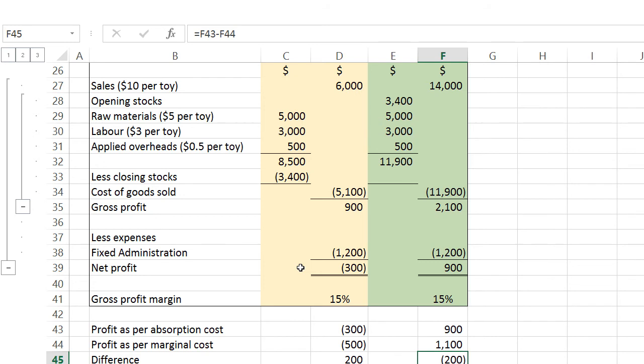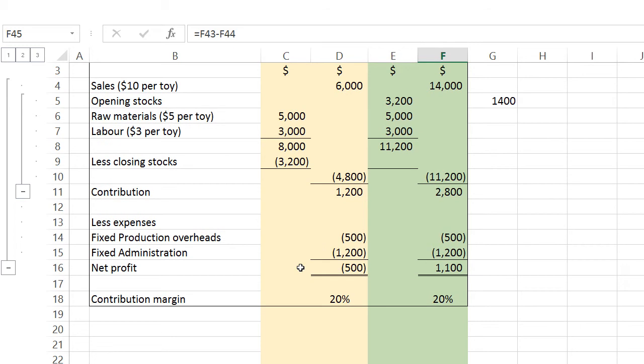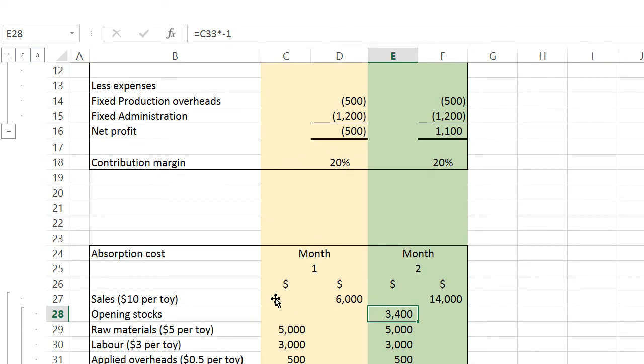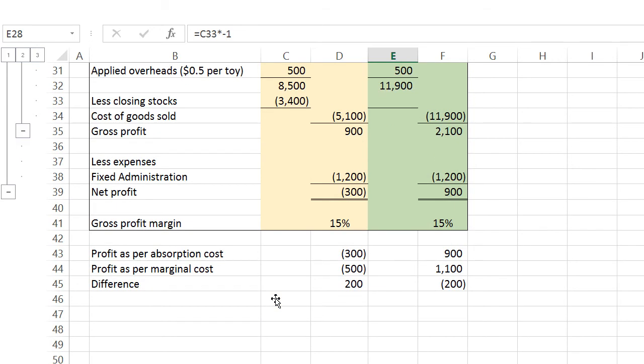Why is there a difference of 200? Well, the reason is because of the calculation that went into how the opening stock under the marginal method is calculated and how the opening stock for the absorption method is calculated. Here it is. Alright, so as you can see here, it's very clear that these two methods are inherently different because of the way that each unit of output is being valued.